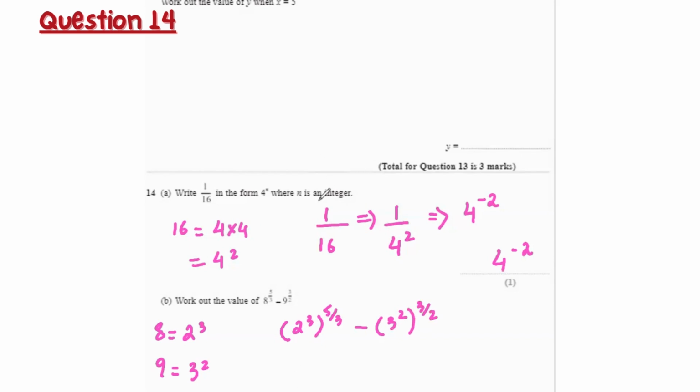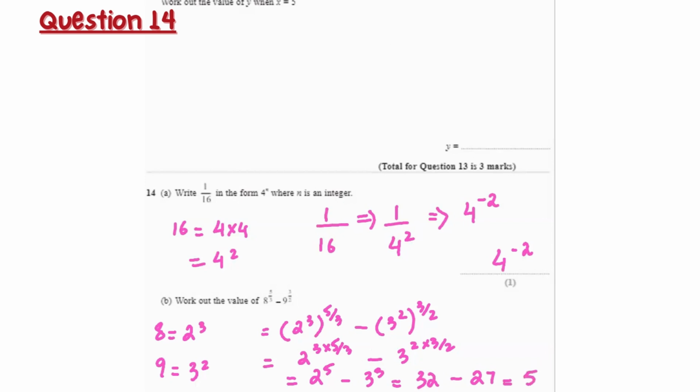As we said earlier, whenever there's a power outside the bracket and inside the bracket, we multiply them. So I'll multiply 3 with 5 over 3, and over here, multiply 2 with 3 over 2. The base remains exactly the same. So 3 times 5 over 3 is 5, so 2 to the power of 5. And 2 times 3 over 2 is 3, so 3 to the power of 3. So 2 to the power of 5 is 32, and 3 to the power of 3 is 27. So 32 minus 27 is 5.